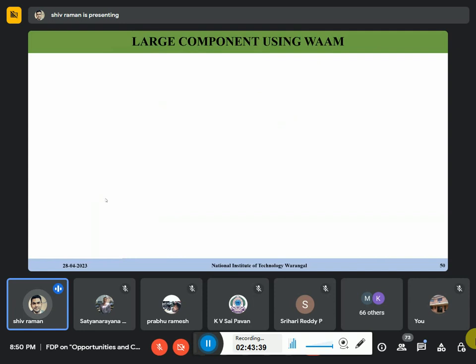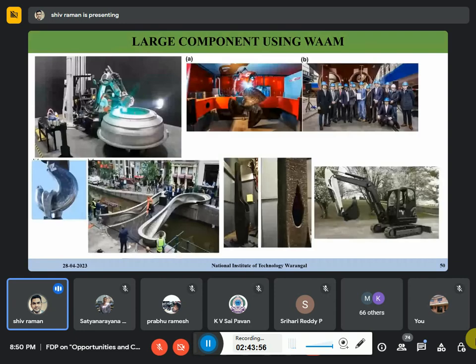So the examples are: this is a Stargate 3D printer, which is a robotic arm based 3D printer. This is a complete rocket shell printed with the help of this process, done at a startup called Relativity Space in the US. They are able to print a complete rocket casing within 60 days, which usually takes somewhere around 6 to 8 months. Recently they were able to launch this 3D printed rocket also. Some good experimental trials happened. They are printing the rocket shells for Tesla also.